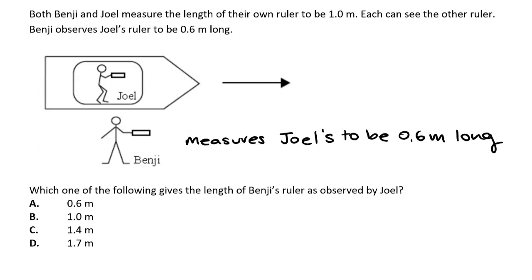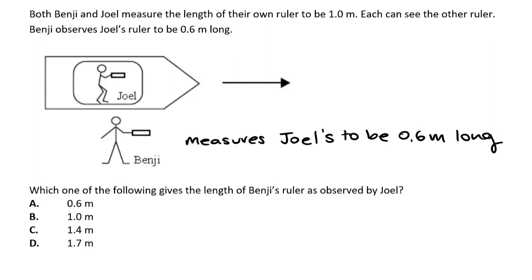The question actually asks us though, which one of the following gives the length of Benji's ruler as observed by Joel? Well, let's now transport ourselves into Joel's frame of reference. Joel, in his frame of reference, would measure his own ruler to be 1 meter long. And from Joel's frame of reference, he's stationary and Benji is the one that is flying by, at whatever speed Benji measured Joel to be travelling at.